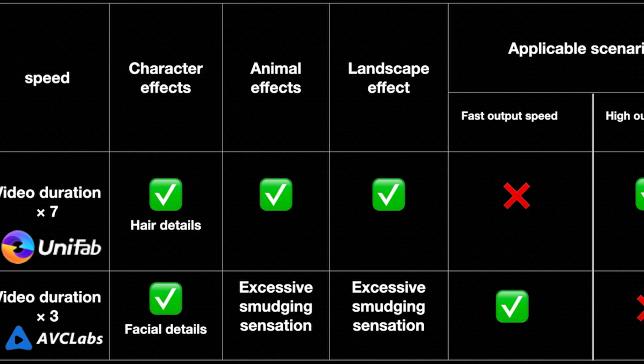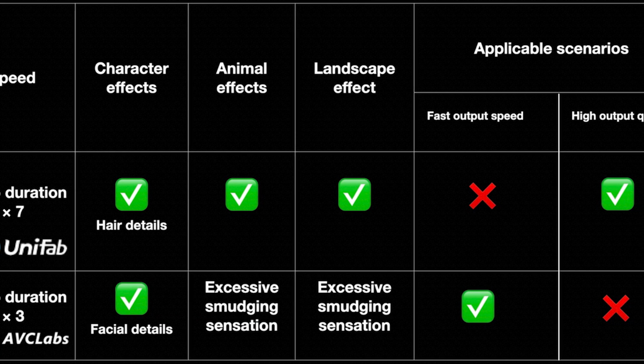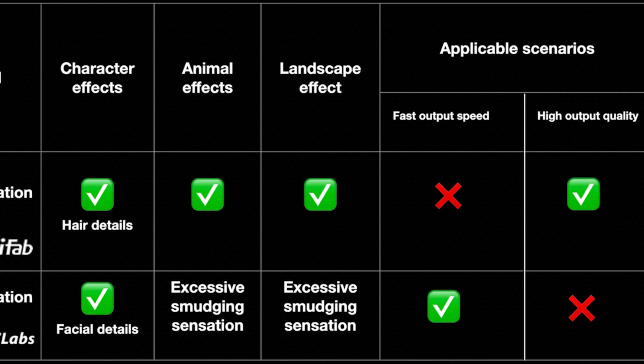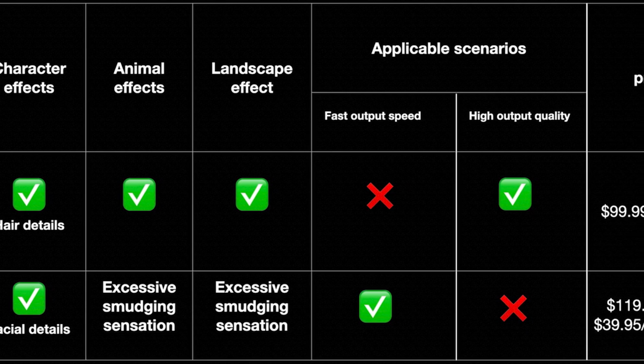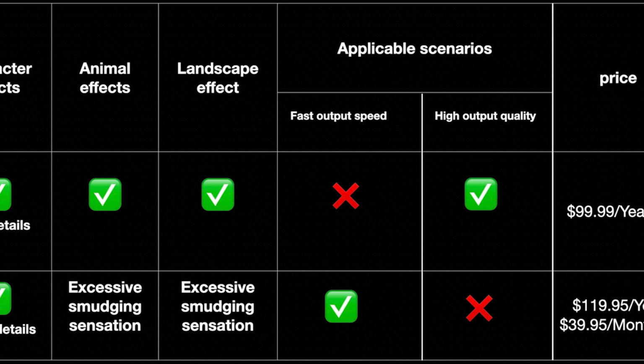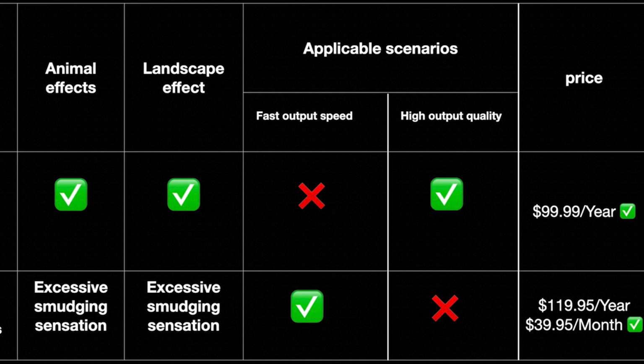If you need a short-term and fast output video processing tool, I recommend using AVCLabs. But if you need a better output effect, then I think Unifab is more suitable for you, as its video output quality is very high.